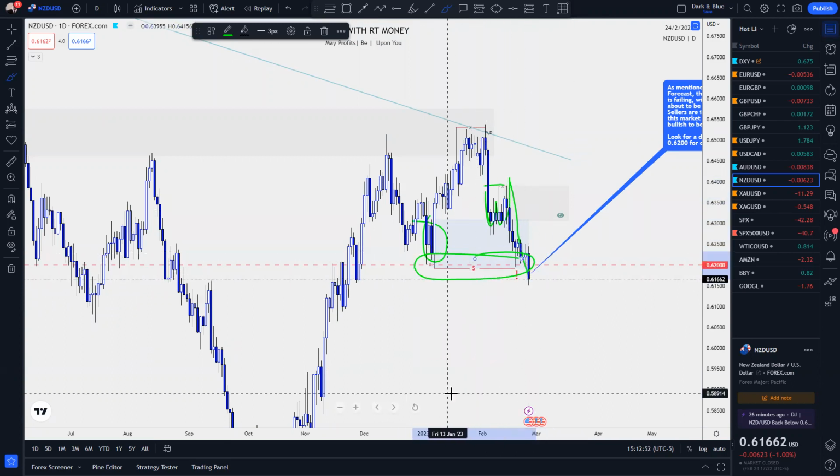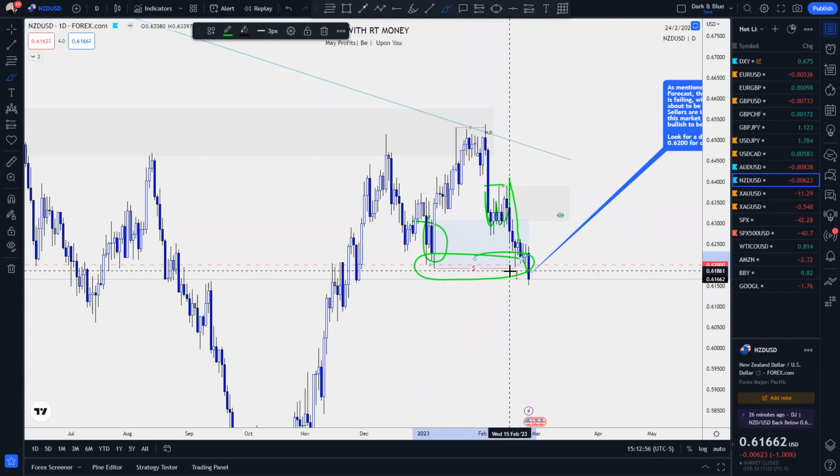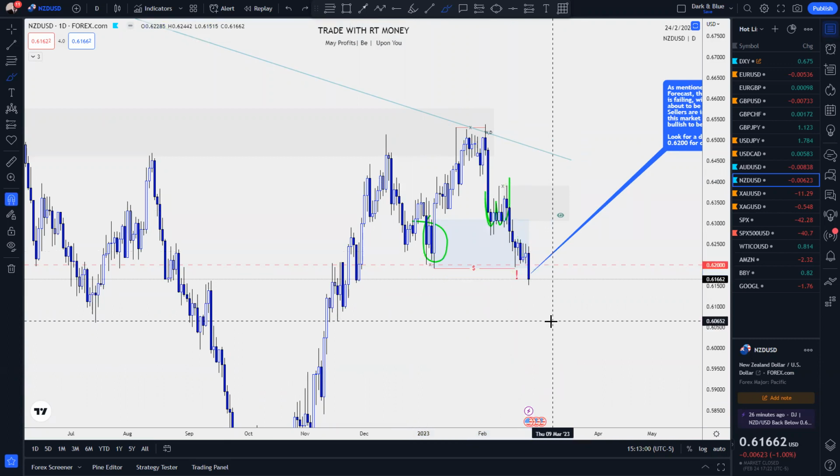What did I point out last week? I pointed out that there are relative equal lows that are going to draw price down here. And what did we do? We took it out.